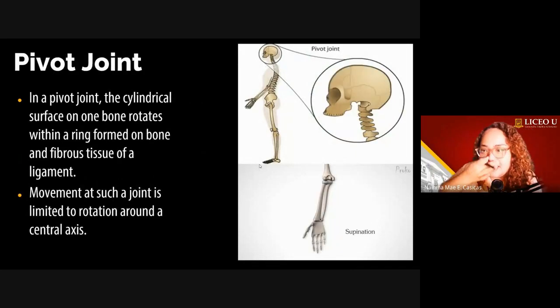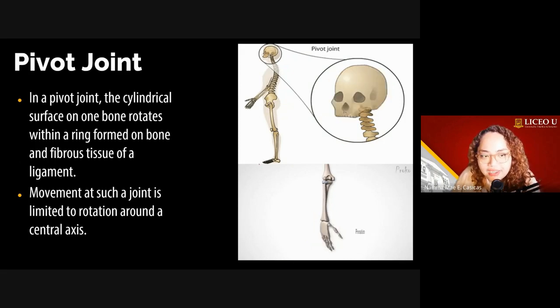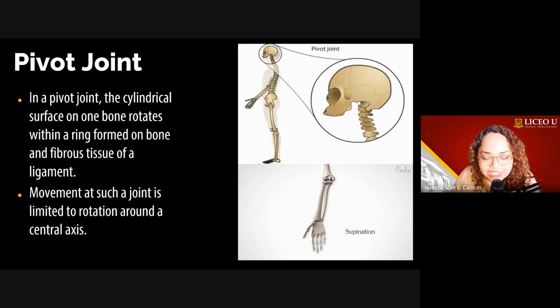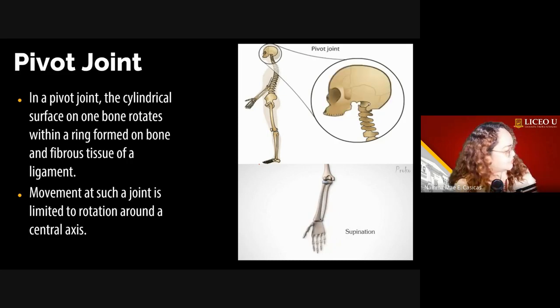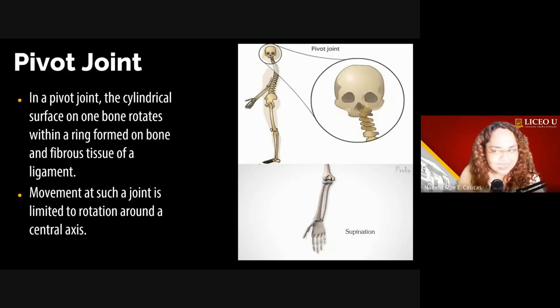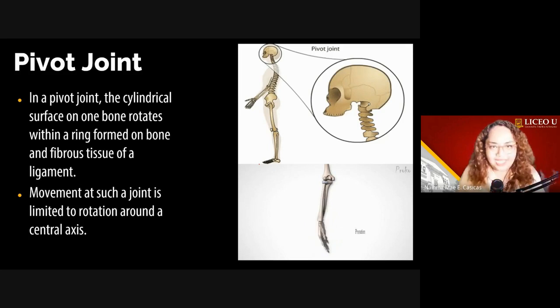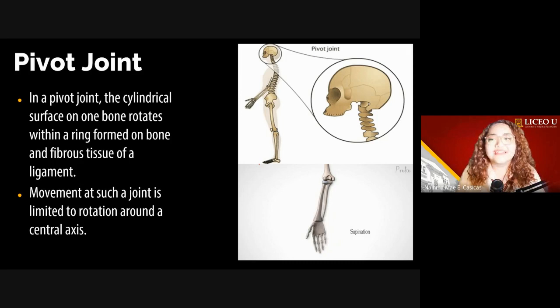Pivot joint. In a pivot joint, the cylindrical surface on one bone rotates within a ring formed by another bone and the fibrous tissue of a ligament. So, rotation around a central axis, just like what you're doing with your neck. Ako'y stiff neck sa left, so dili ko siya ma-rotate tarong.